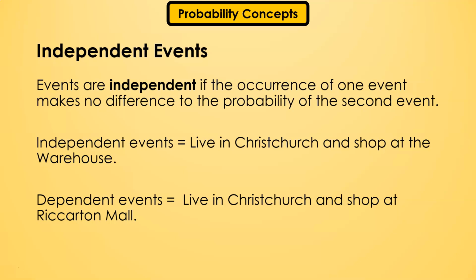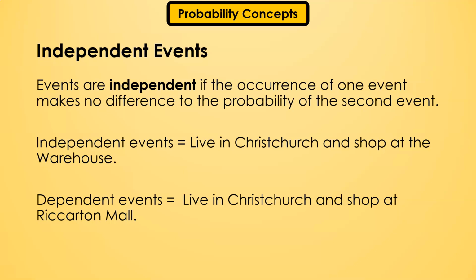Independent events would be looking at the probability you live in Christchurch and that you shop at the Warehouse. They have really no effect. If you live somewhere else in the country, you probably have about the same probability that you shop at the Warehouse, because you can do it online. The Warehouse is fairly ubiquitous all over the country, so there's no real disadvantage or advantage of being in Christchurch to have more access.